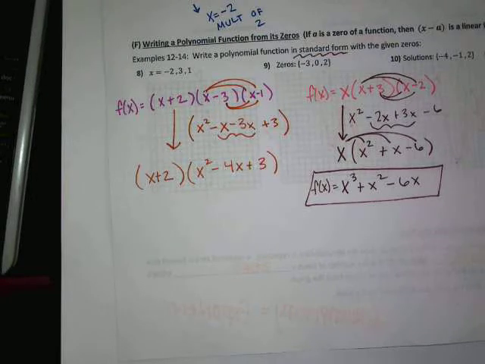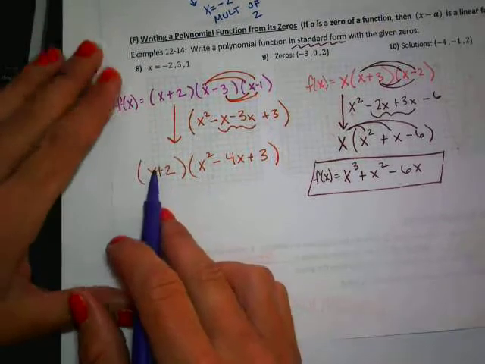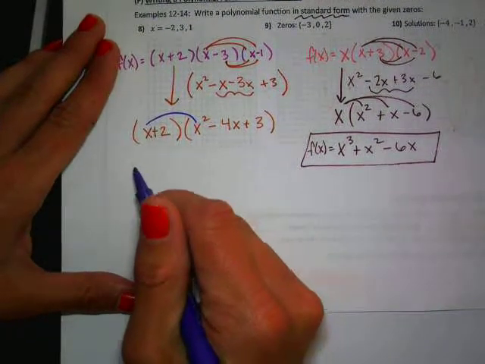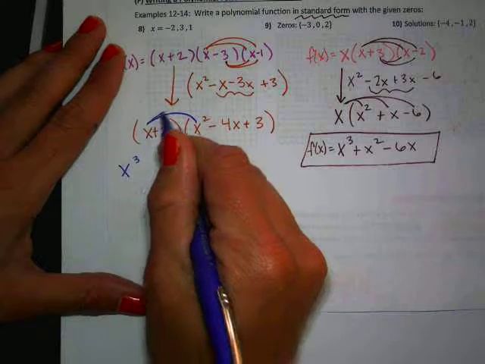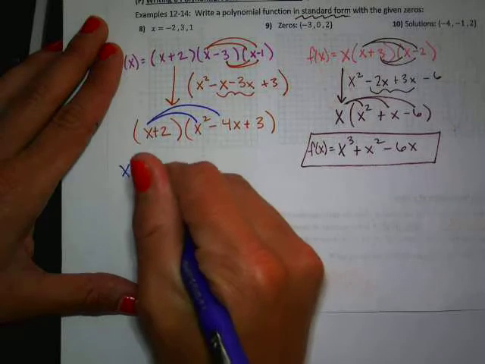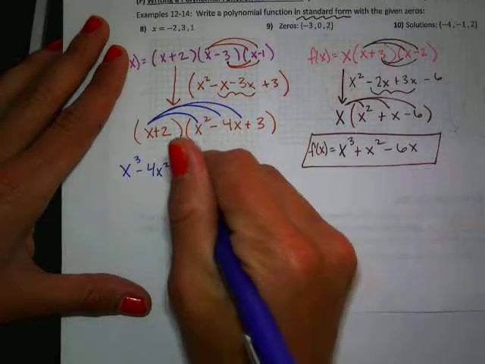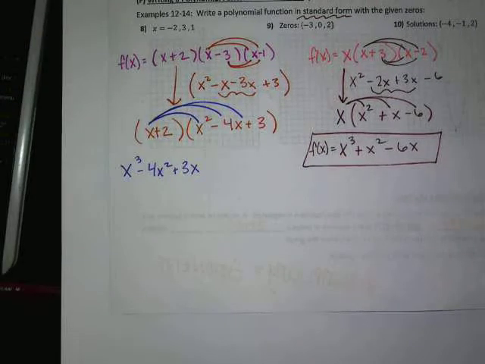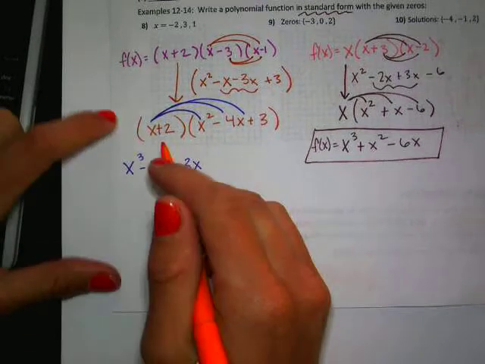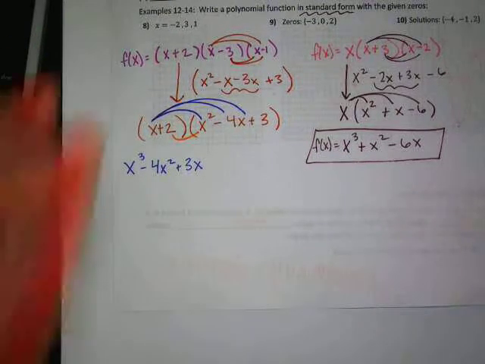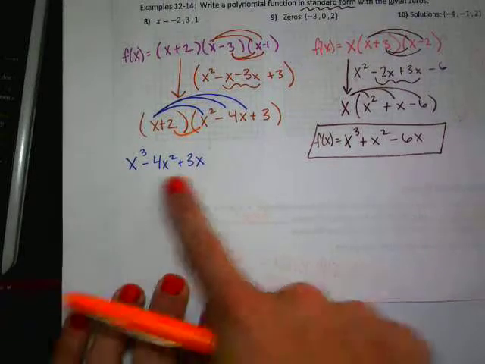All right, so it's just a lot of multiplying. First, I'm going to take the x and multiply that. So x times x squared, x cubed. X times negative 4x, minus 4x squared. Good. And x times 3, plus 3x. Good. And now, let's see what color. Orange. I'm going to take the 2. And I kind of like to line up my like terms because it helps me, I guess, add them up. You don't have to line them up. You can just keep writing it if you want.